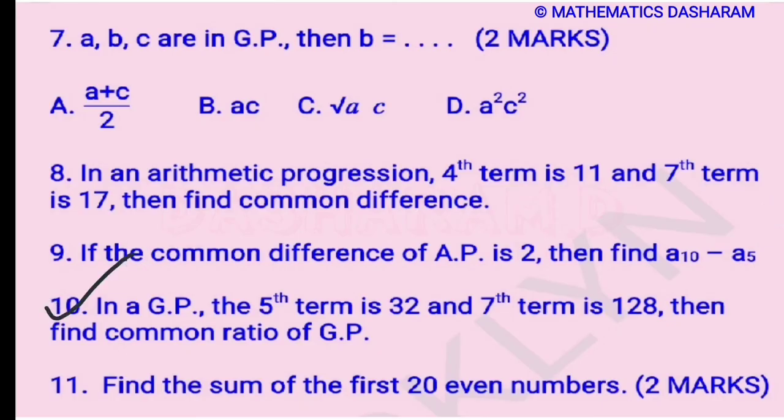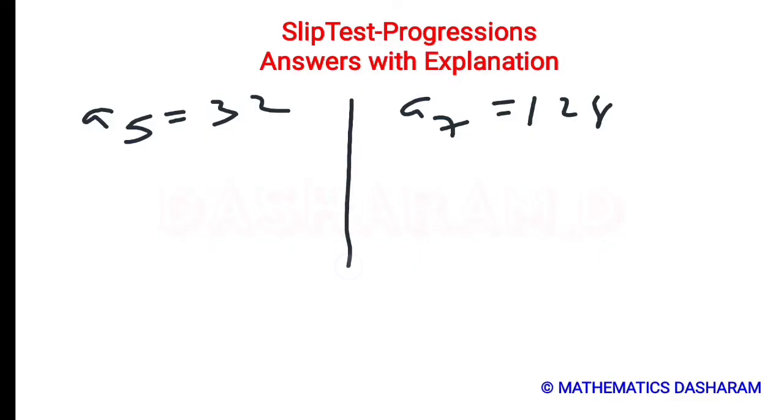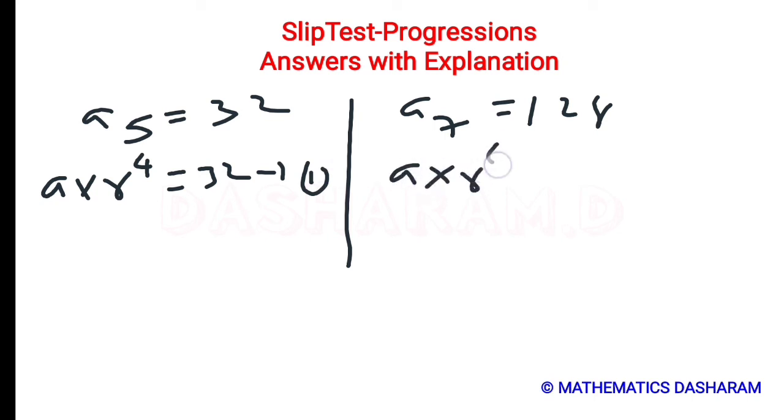Next, 10th question, in a GP the 5th term is 32 and the 7th term is 128, then find the common ratio of the GP. So in a GP, A5 means A into R to the power of 4 equals 32, equation 1, and in the GP A7 means A into R to the power of 6 equals 128, equation 2. So to find the common ratio, we need to divide the two equations.